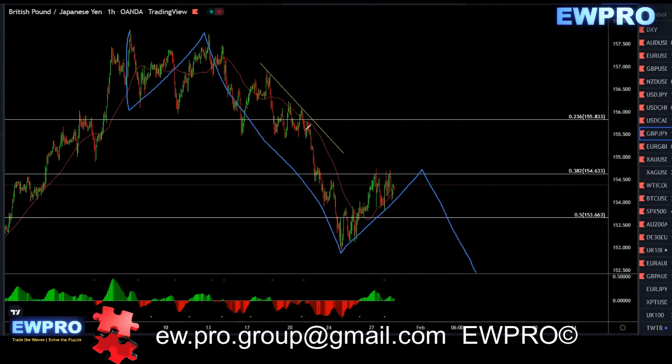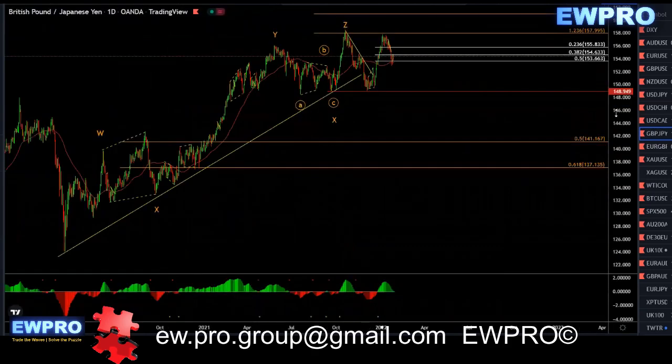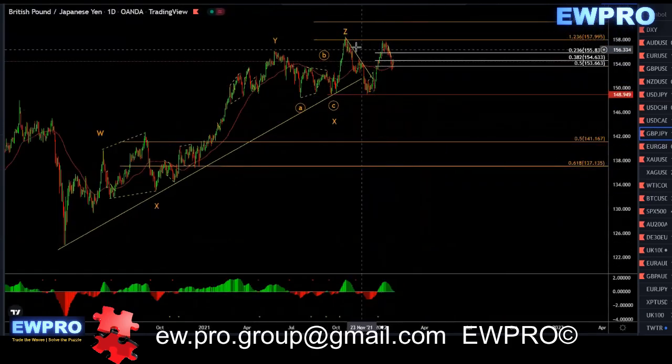We do have a bear hidden here, so be careful with the longs. You may just get another one up here and then a sell setup. So if you do get a sell setup, I'll be more interested in the sell. Yeah, it's hard though, because we are in the middle.